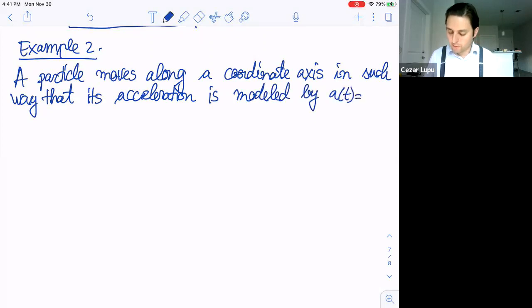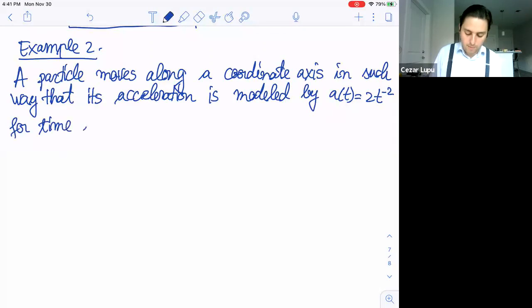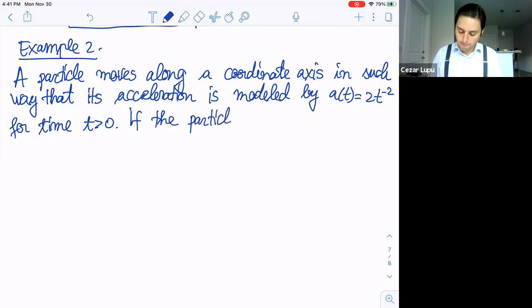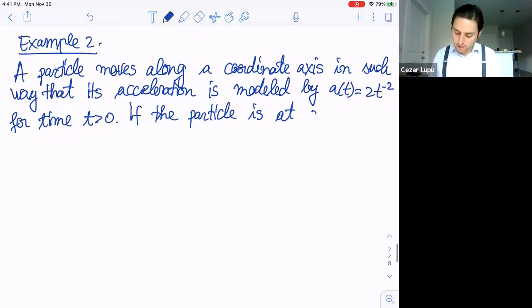let's just say a of t. So this will be the acceleration. A of t will be 2 times t to the power negative 2 for time t strictly positive. So the time will always be positive. All right. Now, if the particle is at s equals 5.